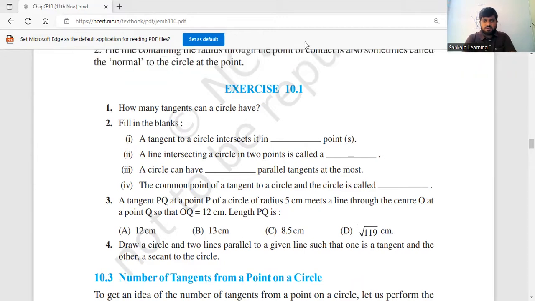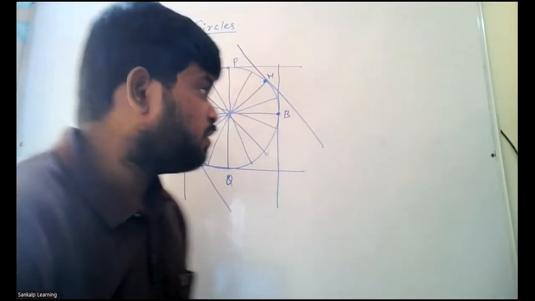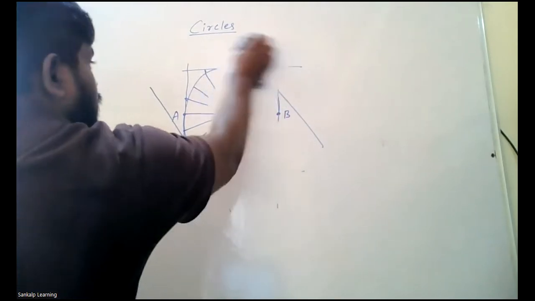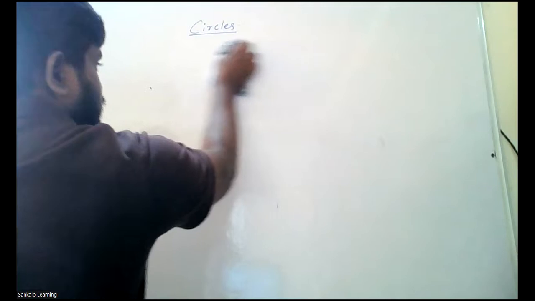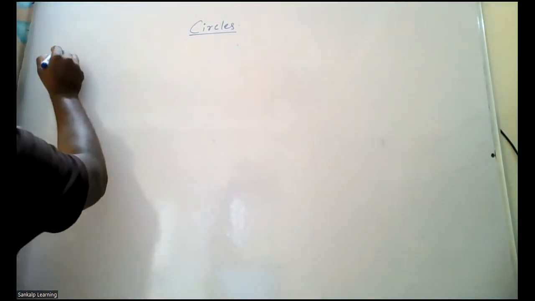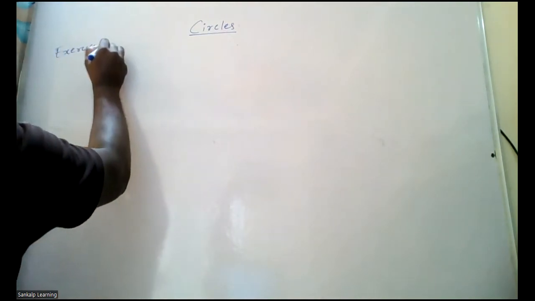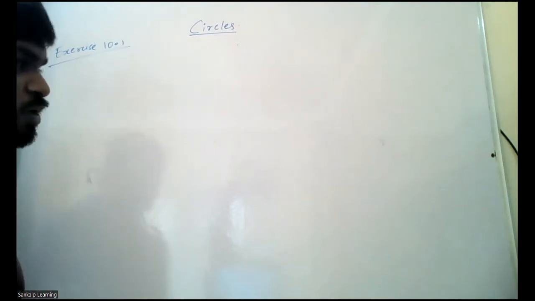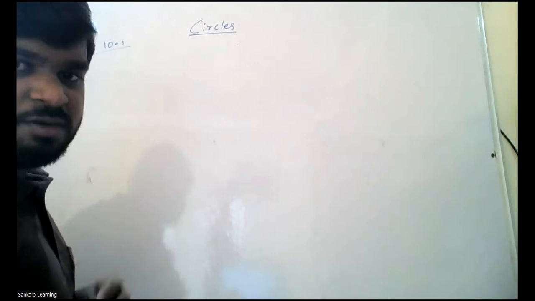Let me stop sharing. Okay, so let's erase this and do it. Basically there is a circle. We know that, isn't it? This is the first exercise, 10.1 for state board students. For CBSE the chapter number is different, but the exercise is the first exercise itself. Third question. So what is the question?